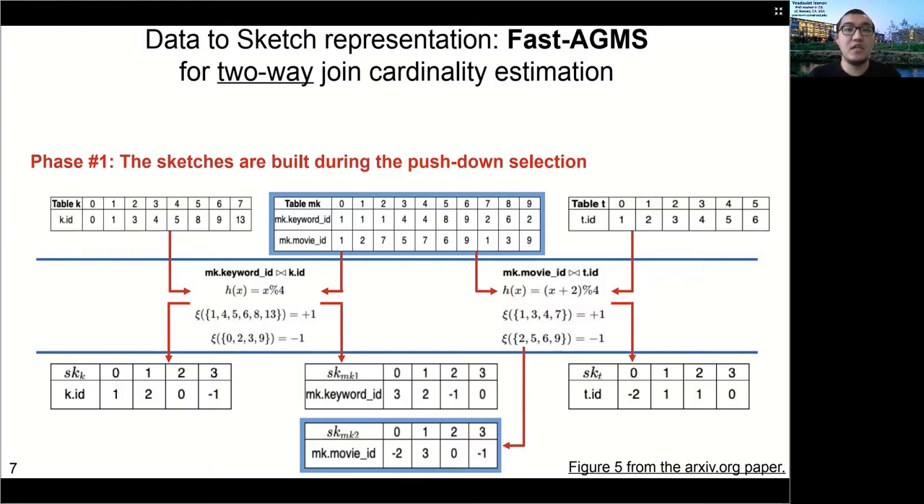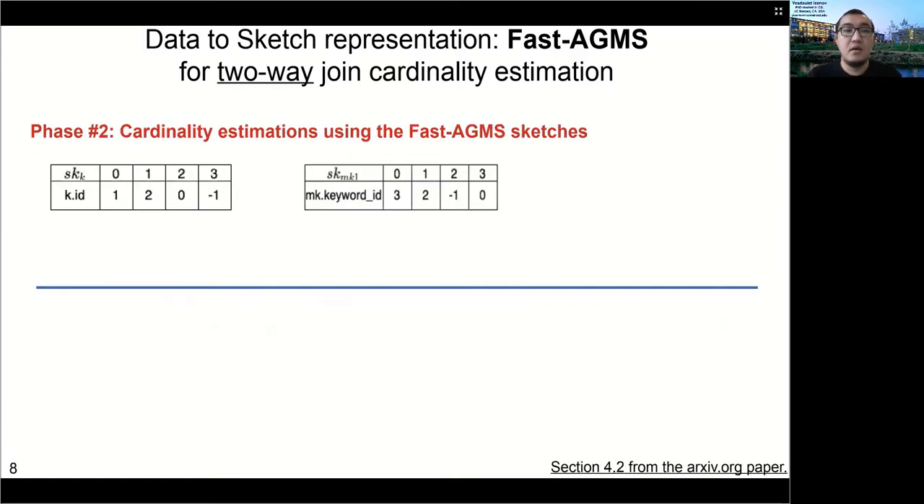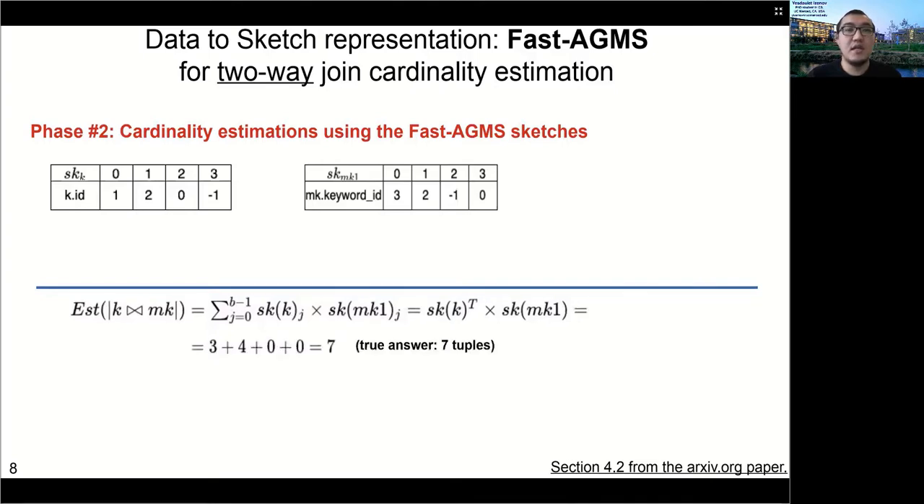Now we show how the sketches are used in a two-way join cardinality estimation. In the two-way join cardinality estimation, the individual sketches are used. To estimate the join between K and MK, we sum the element-wise multiplication of each bucket between the two sketches. In the example, we estimate the cardinality as 7, and the true cardinality is also 7.